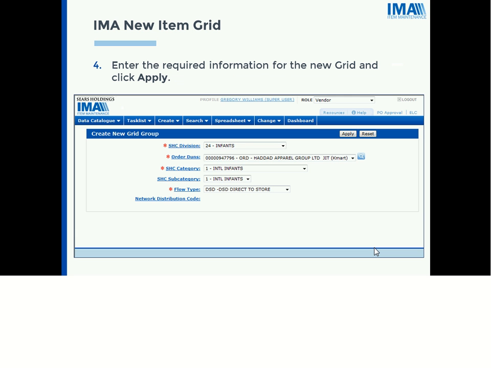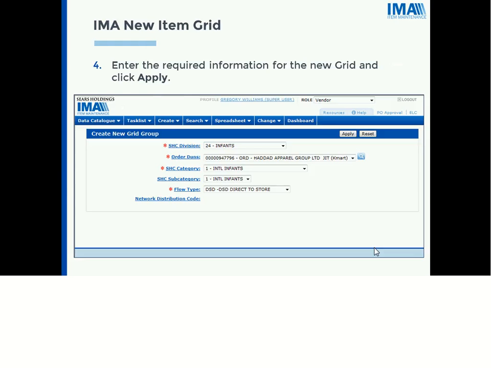Now you can select your subcategory, but it's not required. And you can change it once you get into your grid. If you have multiple assortments on your grid, you can have more than one subcategory on a single grid. But otherwise, everything on your grid has to be from the same category, the same flow type, the same division, and the same dones.